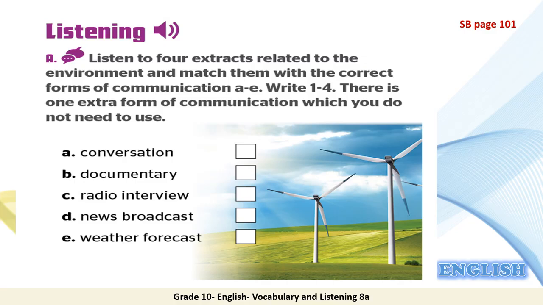Let's move on to the next section of our lesson, the listening part. Listen to 4 extracts related to the environment and match them with the correct forms of communication from A to E. Write 1 to 4. There is one extra form of communication which you do not need to use. So you will pause, listen, look at your options, and write down the suitable numbers in these boxes.